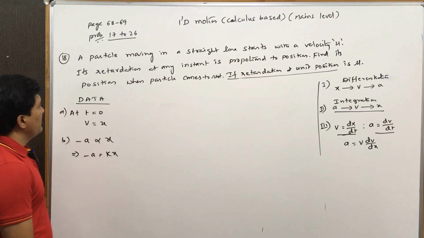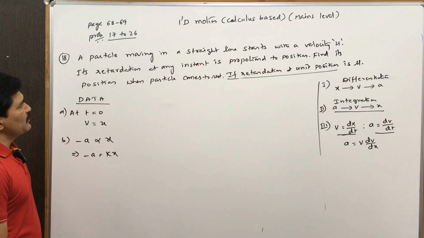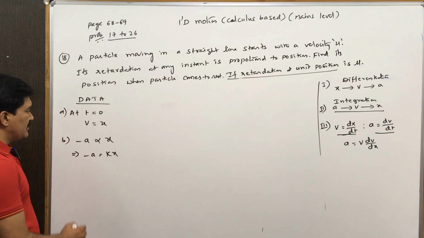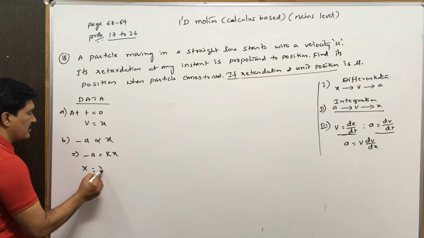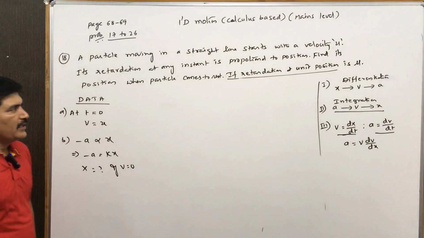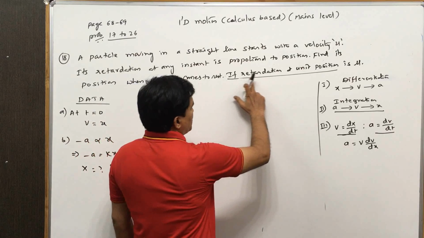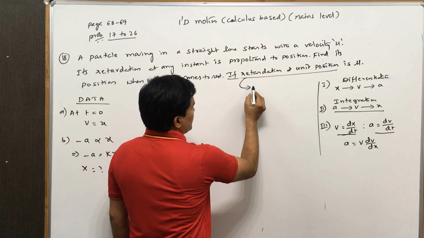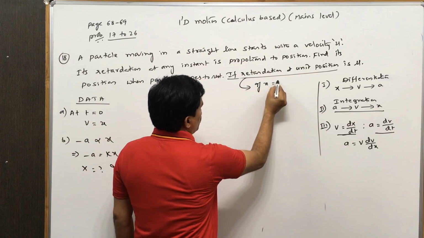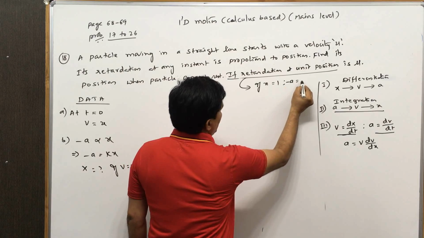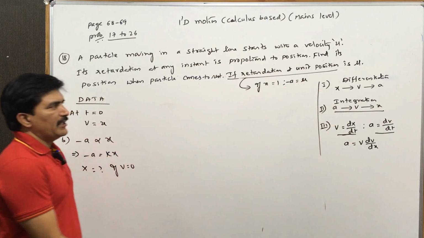Now he is asking to find its position when the particle comes to rest. Means he is asking x equal to how much if v is equal to 0. And he gave another piece of information also: if the retardation at unit position is mu, means what? If x is equal to 1, a is the retardation, minus a is nothing but mu, that is the given data.